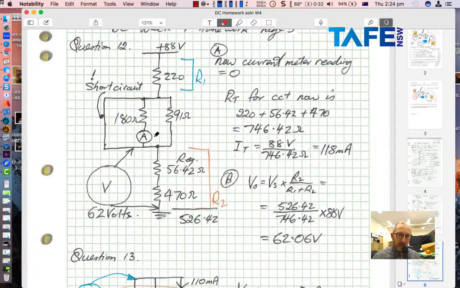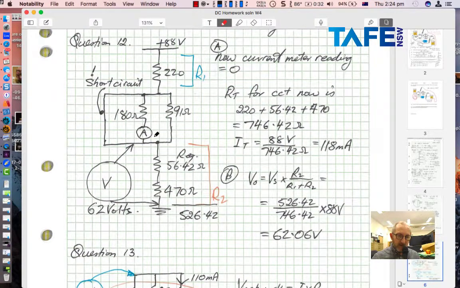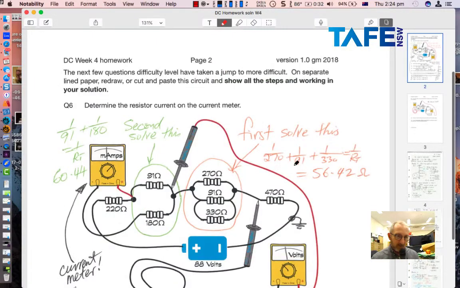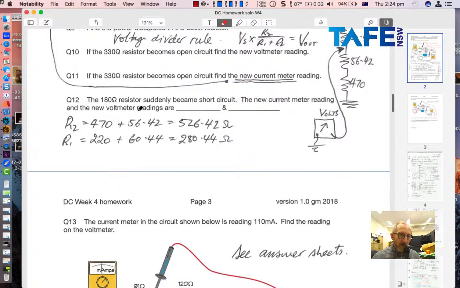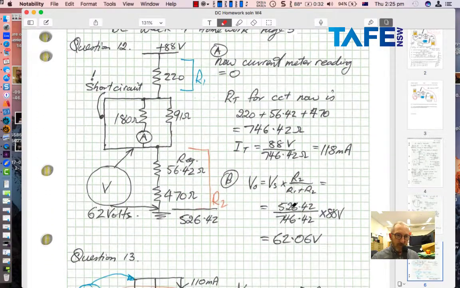Question 12. Question 12 says that we've got a short circuit, I think. Let's just go back and look at question 12. The 180 ohm resistor suddenly became short circuit. The new current meter reading and the new voltmeter readings are. Ooh, okay. Question 12. Well, I made a little tiny mistake here as well, and I'll discuss this. We've got a short circuit that I've drawn across here, and I instantly said the current meter reading is going to be zip.